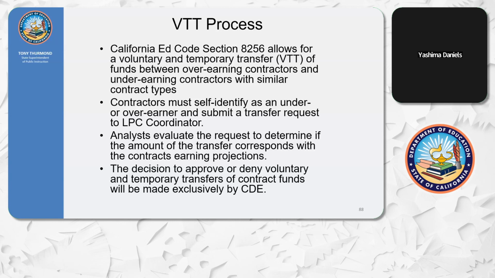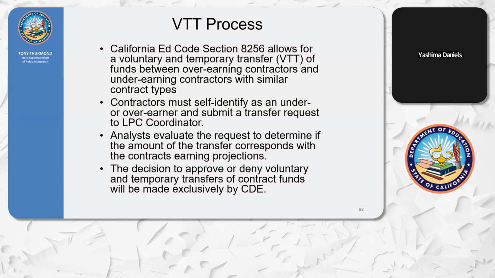Contractors must self-identify as an under or over-earner and submit a transfer request to their county's LPC coordinator. When you are submitting a request to your LPC coordinator, please also include your fiscal analyst on the transfer request. Analysts, once we receive the request, will evaluate the request to determine if the amount of the transfer corresponds with the contract's earning projections.